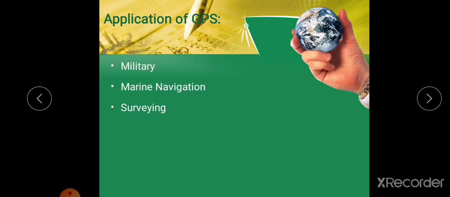And for applications, I have told you it was developed for military purposes, so it is applied widely in the military. Then we are using this technology to locate points for marine navigation and also surveying. Also, we want to locate points on our Earth, so for that we use GPS technology. And also in the case of satellite images, if we want to find the location of any point on our satellite image, we can use this GPS technology.